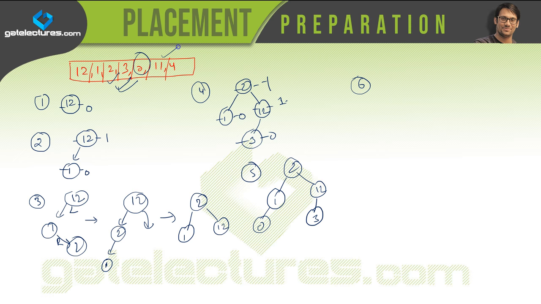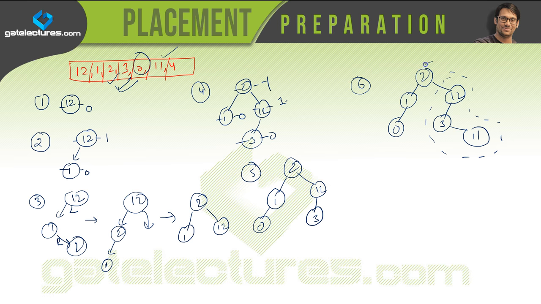So next number is 11. So we have the same tree, which is 2, 1, 0, 12, 3, and 11 will come here. Now this entire segment became unbalanced. Okay, calculate the balance factor in the entire tree. You will see that this node is balanced, this is balanced, this is balanced, but only this node will not be balanced. So what is this unbalancing?